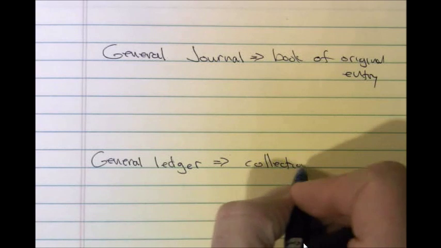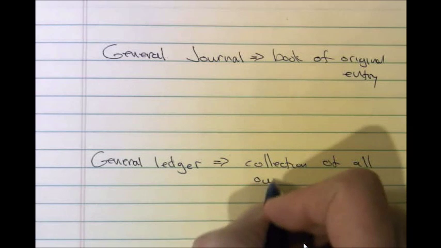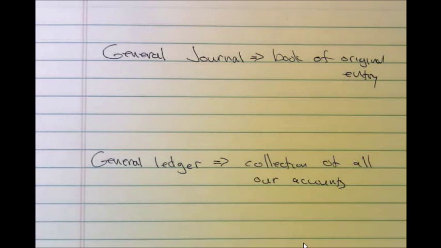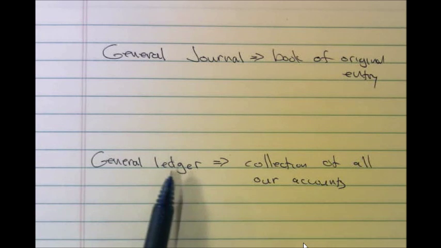The general ledger is just a collection of all of our accounts. So remember, we talked about assets and liabilities and owner's equity. Well, an example of an asset is cash. We had a T account for cash, and we'll have a general ledger account for cash, and we had a T account for accounts receivable. We'll have a general ledger account for accounts receivable. The individual parts of the general ledger are really represented by a T account, right? A T account is a place where we collect information about like things, and a general ledger is really just a collection of all of our accounts.